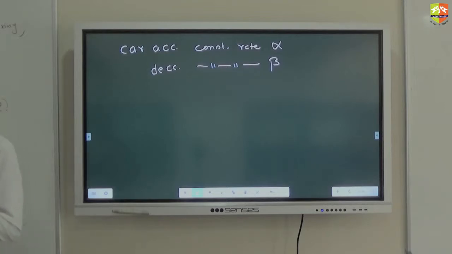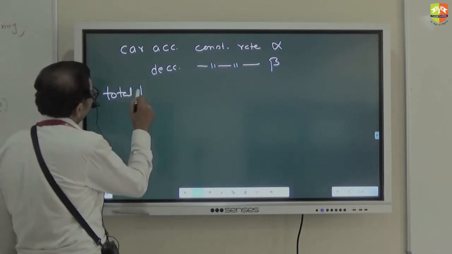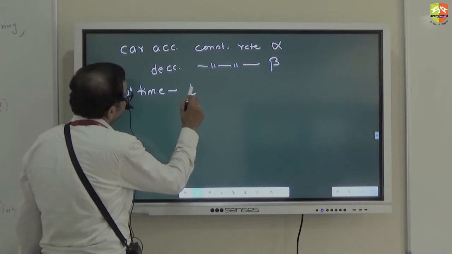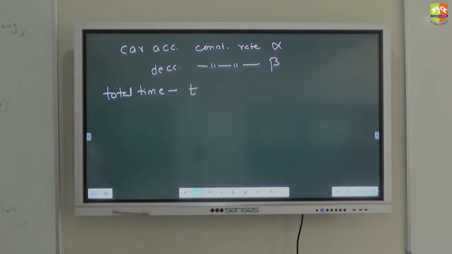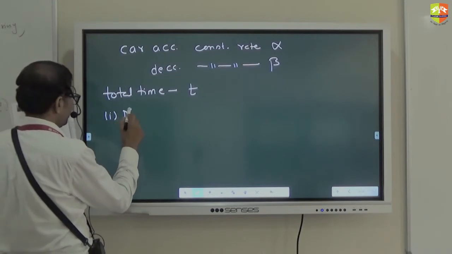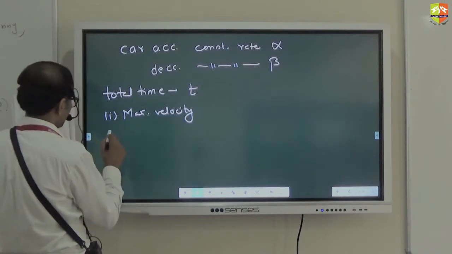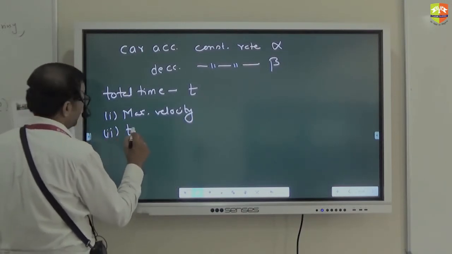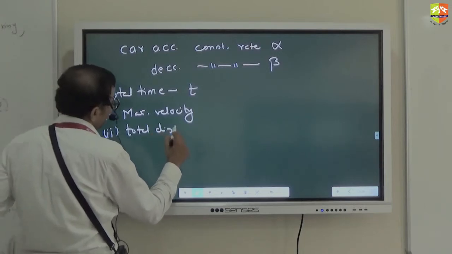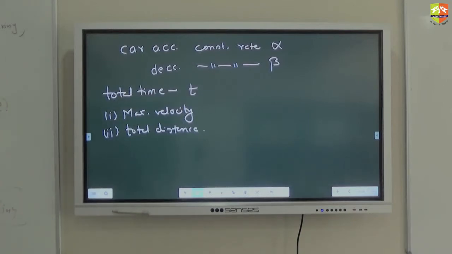If the total time elapsed is T seconds, T seconds is the total time. You need to find out these two things. First one is maximum velocity. How much? And total distance traveled, in terms of alpha, beta and T. The car accelerates from rest.